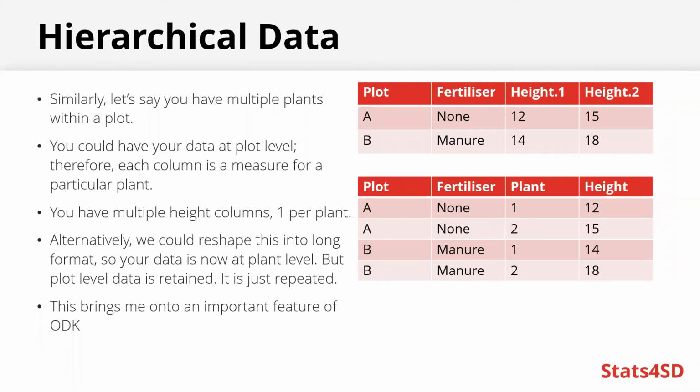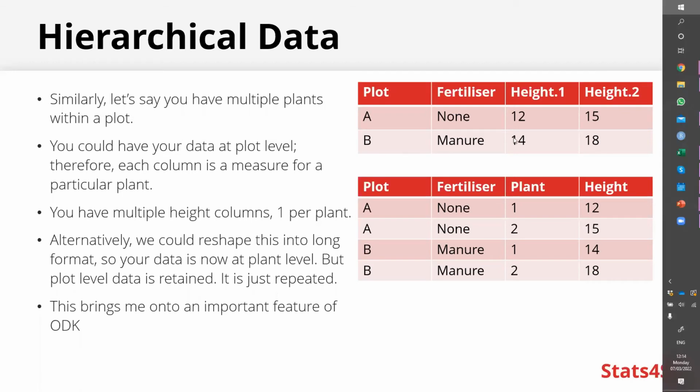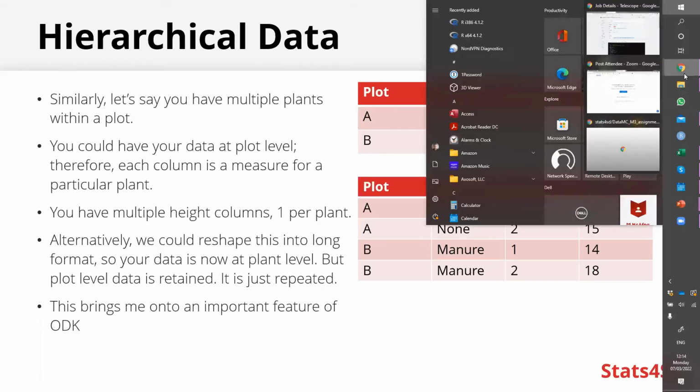So this brings me on to an important thing about ODK and its repeat groups. If we had collected this data in ODK, basically what we would have done is ask about plot one, how many plants are you growing? In this example, both are growing 2, but that could be more, it could be less. Then we would have repeated questions about each of those plants on the plot. And this would create a repeat group.